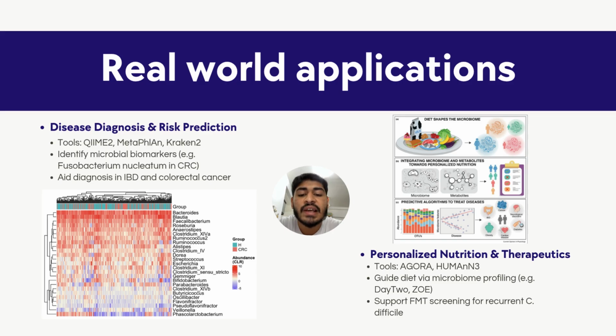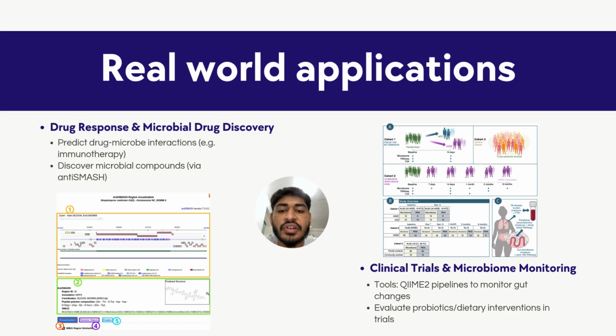Second is in personalized nutrition and therapeutics, where platforms like AGORA and HUMAnN3 help understand how an individual's gut microbiota influences metabolism. Companies like DayTwo use this data to offer AI-based diet plans that manage glucose levels. Bioinformatics also ensures safe donor selection for fecal microbiota transplants used in treating the species C. difficile infection.